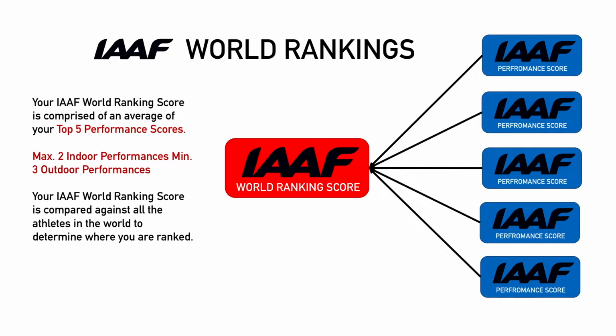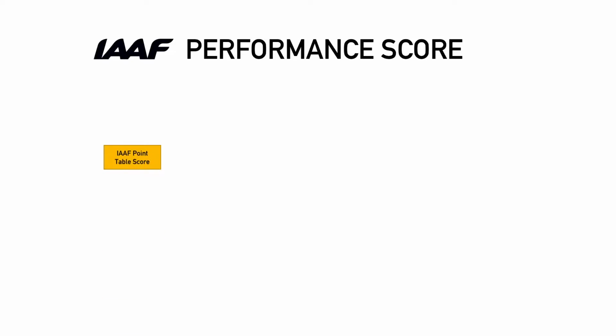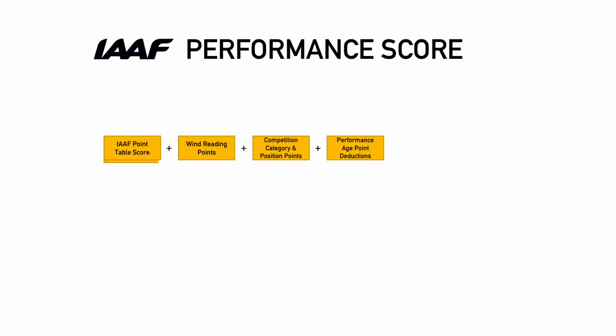And a performance is basically anything you've done. So a race in a competition, a height in a competition, whatever event, depending on what event you do, and can only include a maximum of 2 indoor performances and has to at least have had 3 outdoor performances. Okay, and this IAAF World Ranking score will be compared against everyone else in the world. So your performance score is based off a variety of factors, and these factors are as such.